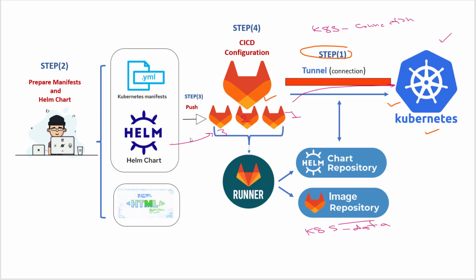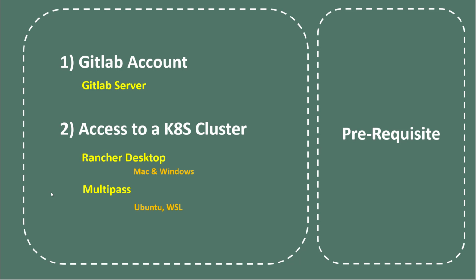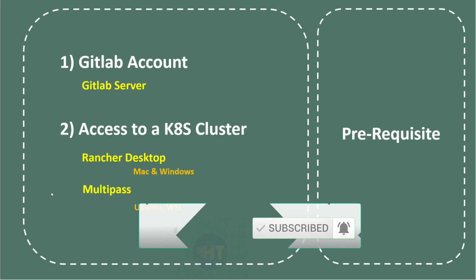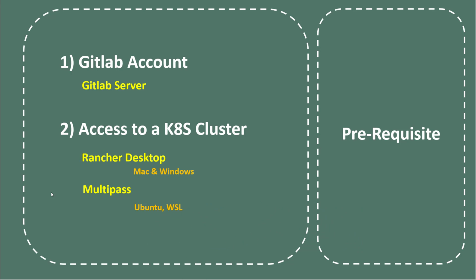So let's continue. For running this presentation, we need to have a GitLab account. It doesn't matter if you are using gitlab.com or your local GitLab server. Also, we need access to a Kubernetes cluster. If you have a cloud account on one of the public cloud providers like AWS, Google Cloud, OCI, and so on, you can bring up a cluster and use that. And maybe these public clouds charge you.